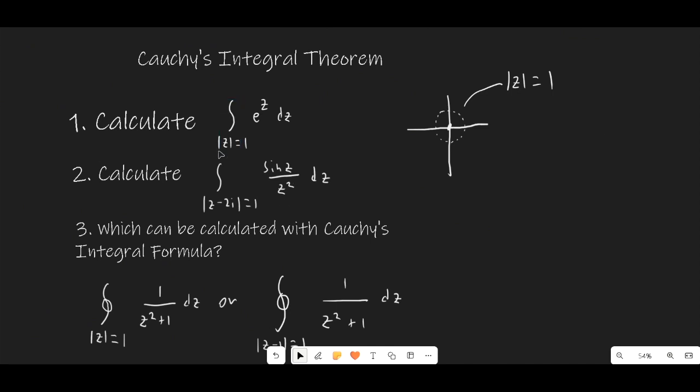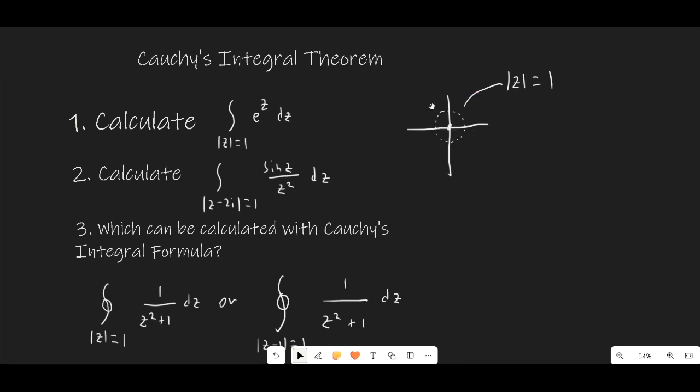Where you see absolute value or modulus of z equals 1, that's just saying the curve oriented in the counterclockwise direction of all the points where the modulus of z equals 1. So if you imagine the modulus of z equals 1 in the complex plane, that just means all the points where the distance from the origin is 1. So it's a little circle of radius 1.